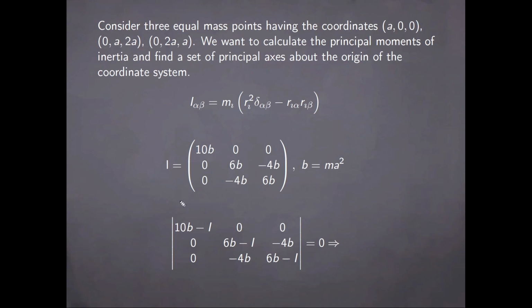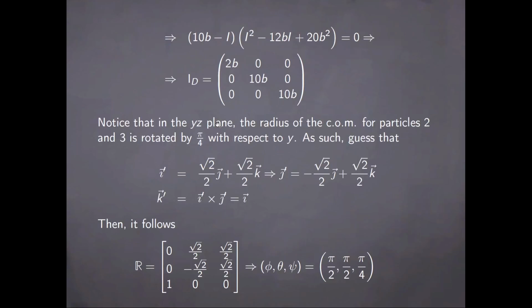And then we write down the secular equation, and upon solving, calculating the determinant, we obtain the result here. So this immediately provides the roots of the secular equation, which are the three non-vanishing values of the inertia tensor in its diagonal form.